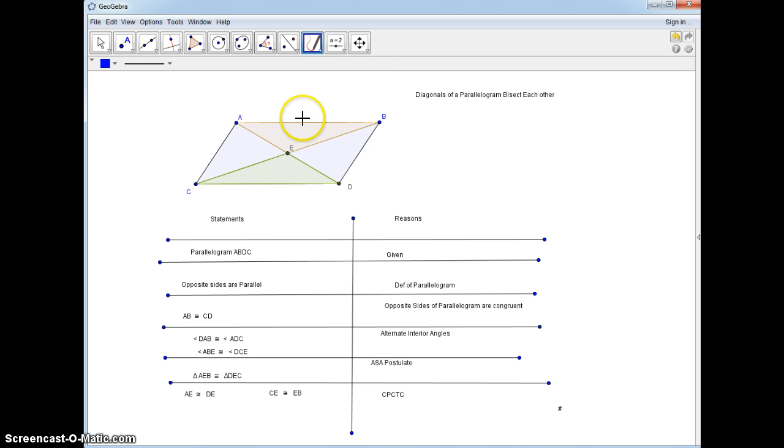We showed that because these two are congruent because of the property, the opposite sides are congruent. These were alternate interior angles, and this was an alternate interior angle. Therefore, the two triangles are congruent, and by corresponding parts of congruent triangles are congruent, we can say that this is equal to this, and this is equal to this. The diagonals bisect each other.